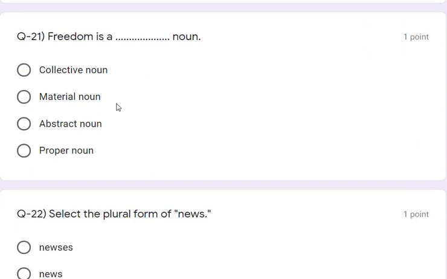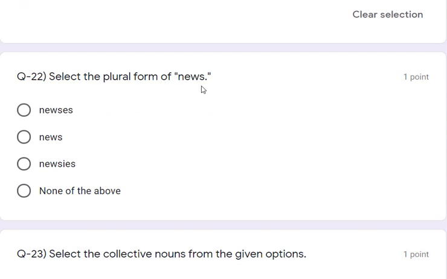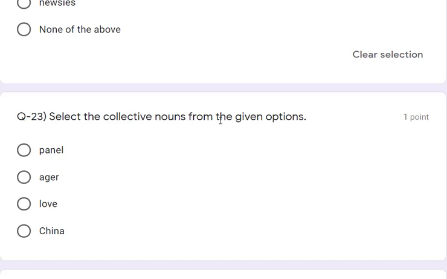Question number 21, freedom is a blank noun. What is it? It is an abstract noun, right? Select the plural form of news. The plural form of news is news only, right? That is the answer. Select the collective noun from the given options. Panel, azure, love or China. So panel, right? Panel is the collective noun. It is a group of people. So panel is the correct answer.